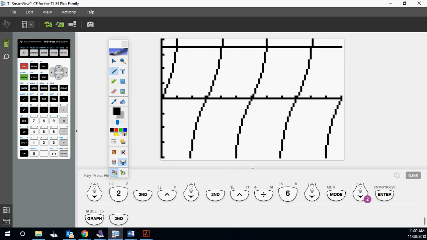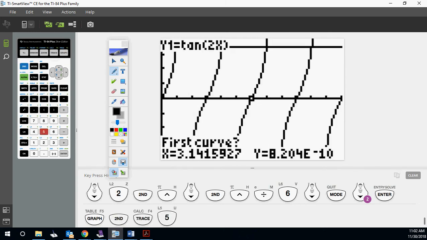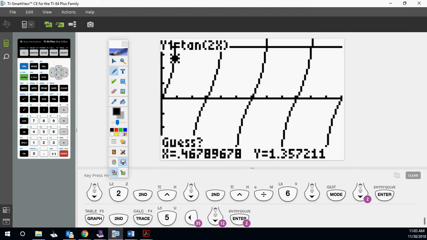Okay, so second trace, 5. Okay. And you can just move down. If you just keep hitting left, it'll go to the next snake. Okay, so there it is. I'm going to hit enter here. I'm going to find that first intersection point. 0.523. So remember, how do we convert that to radians?